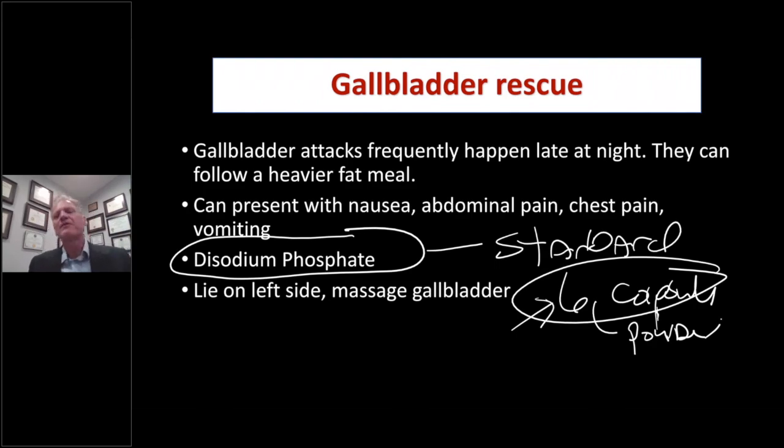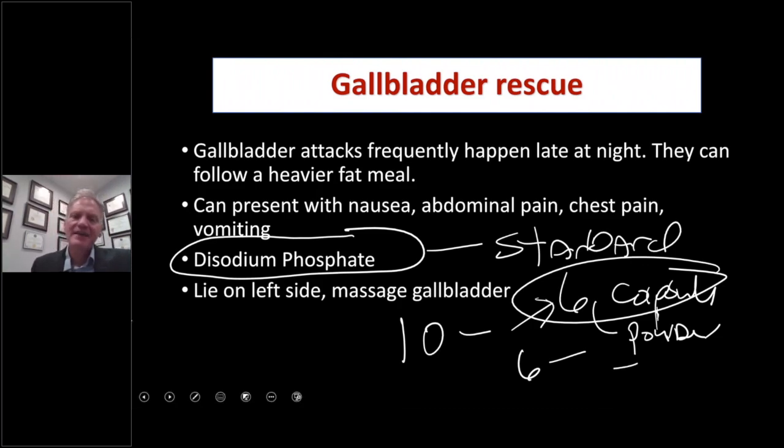Sometimes people will throw it up right immediately, and then the gallbladder feels better. Sometimes it takes 10 or 15 minutes, and maybe they'll go from a 10 down to a 6 or 7 or 3 or 4. Have them lie on their left side and gently massage the gallbladder. Those are things that you can do.